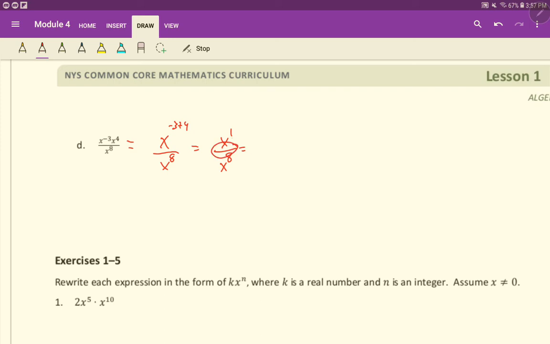Now we're dividing. So when we divide, what do we do with our exponents? We subtract. So it'll be x to the 1 minus 8, which is x to the negative 7. It's up to you at this point whether you want to leave it like this. Typically, though, we don't leave negative exponents, so we'll rewrite that x to the negative 7 as 1 over x to the positive 7.